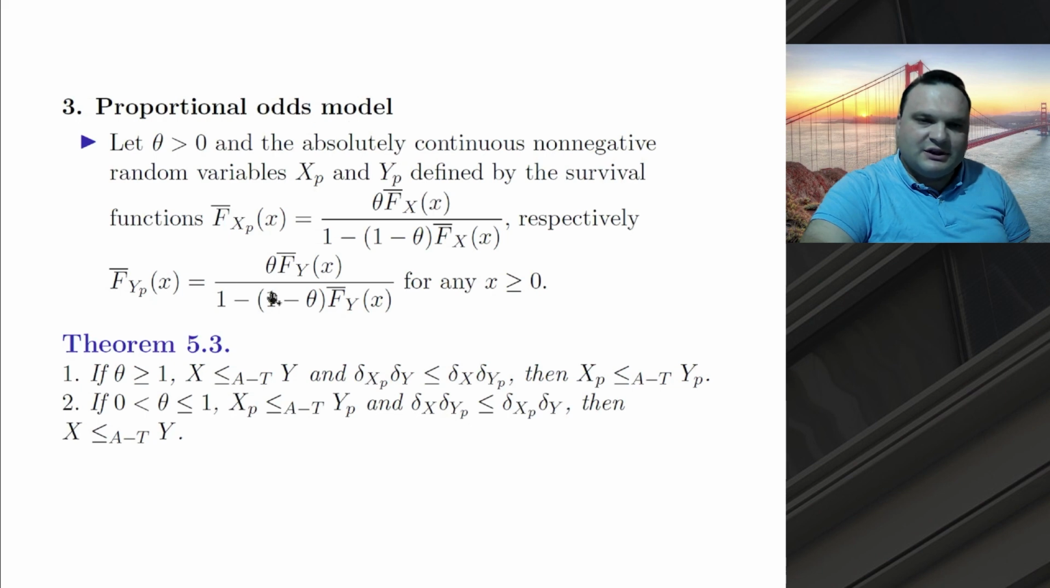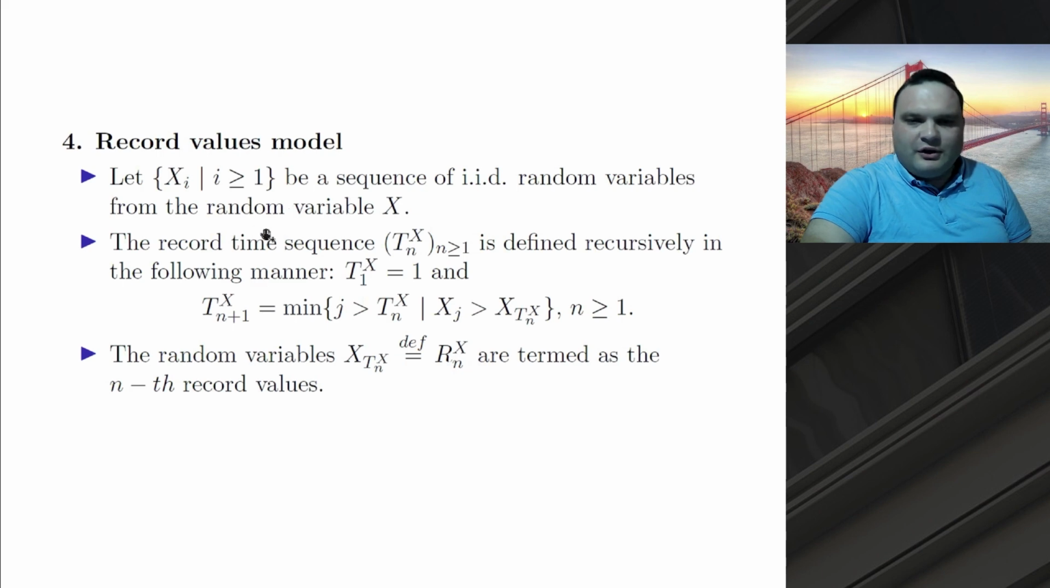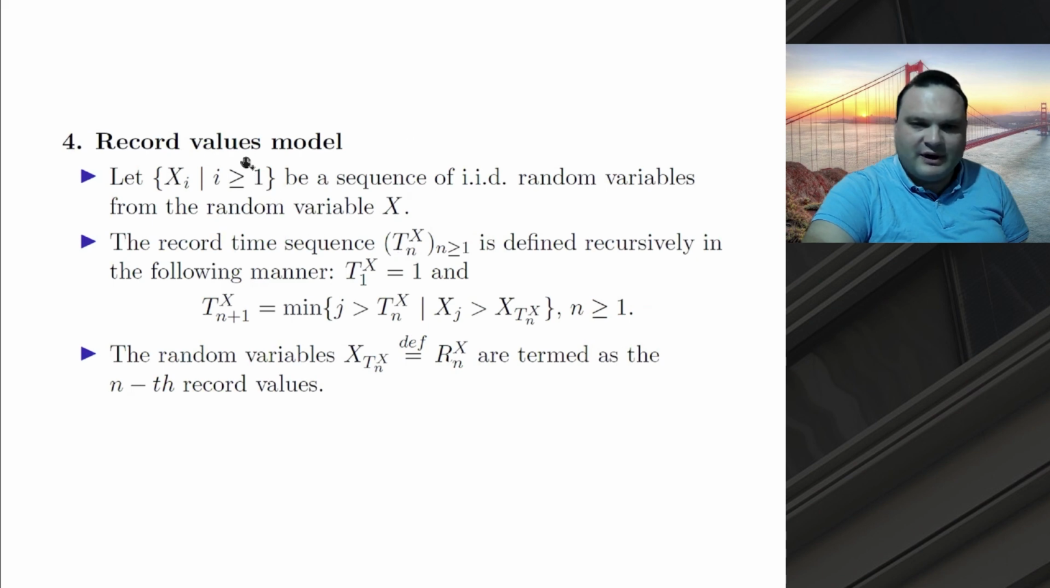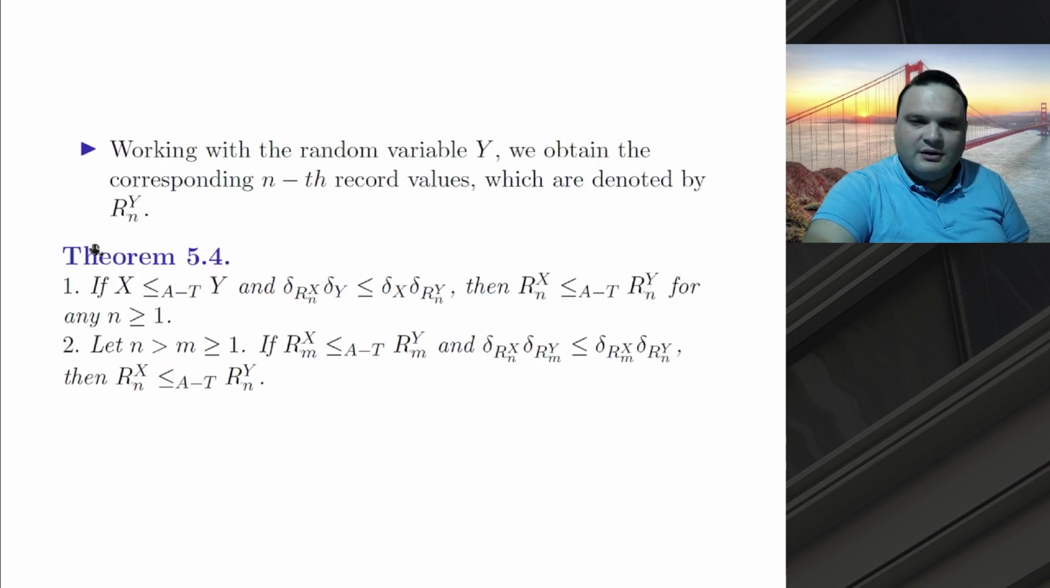We apply this theory to the proportional odds model, which is defined like this. Xp and Yp are the random variables having these survival functions, and we have something similar like in the above models. Finally, for the record values model, we obtain practically something similar, but this model is defined here. Rnx are the nth record values, Rnx and Rny, and we have the following theorem.